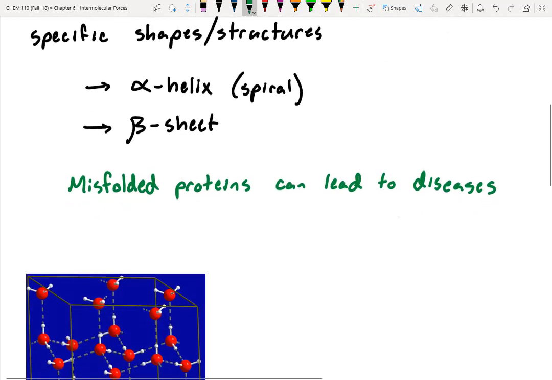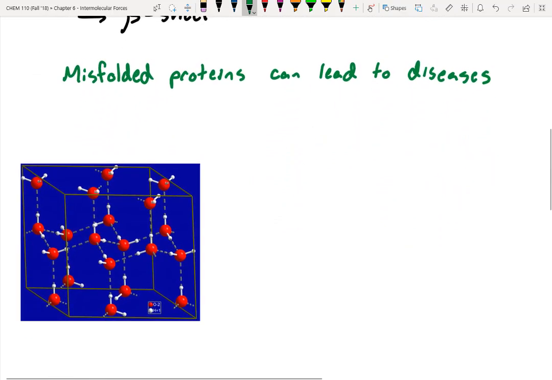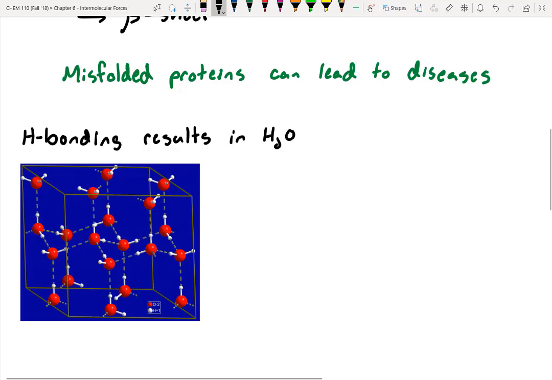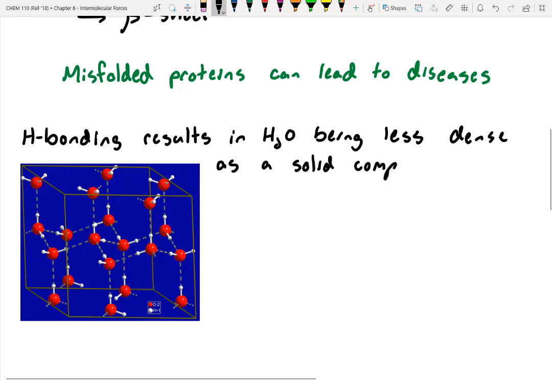All right, the other interesting thing is how this relates to water. So H bonding results in water being less dense as a solid compared to a liquid.